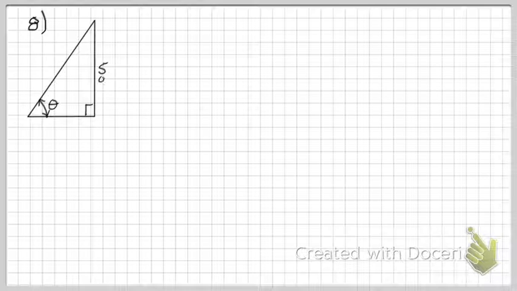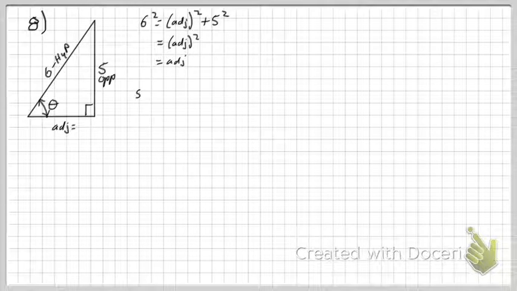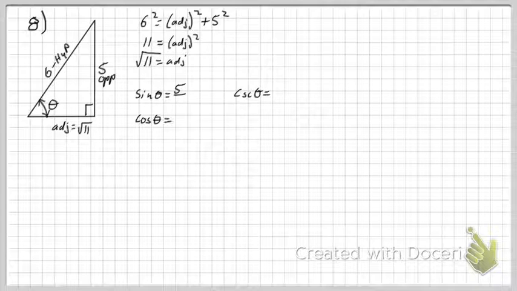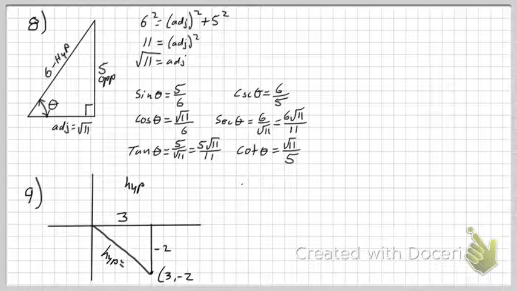Okay, this should be pretty much on autopilot. I have to solve for this side adjacent. We can just do that with Pythagorean. A little bit of calculating here, a little bit of work, and then I find out that that's square root 11, and then it is just SOHCAHTOA, sine, cosine, and tangent, and notice how we just flip those numbers to get the cosecant, secant, and cotangent.